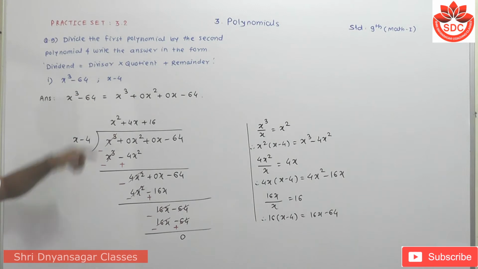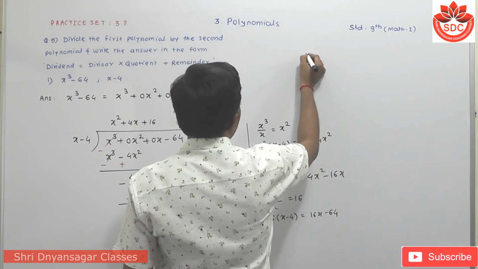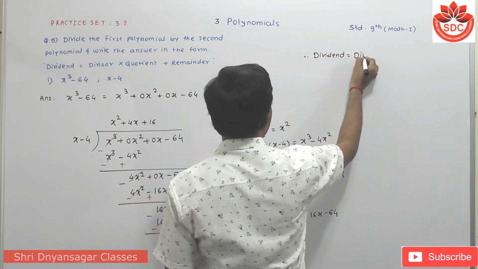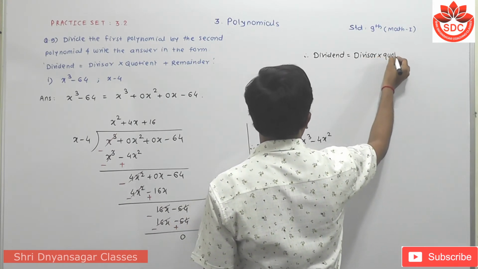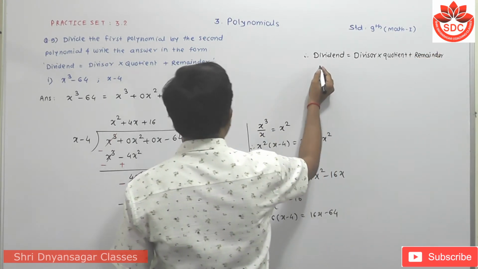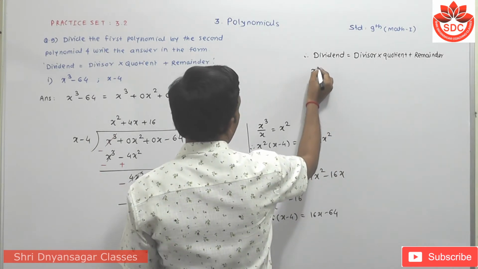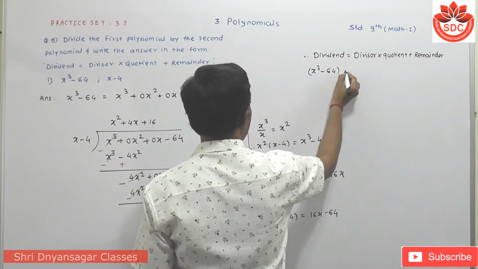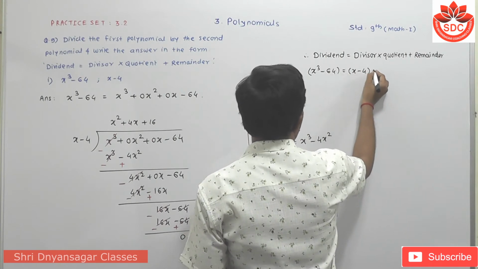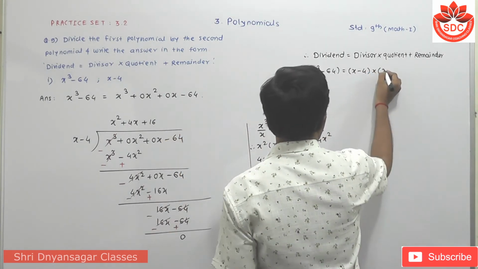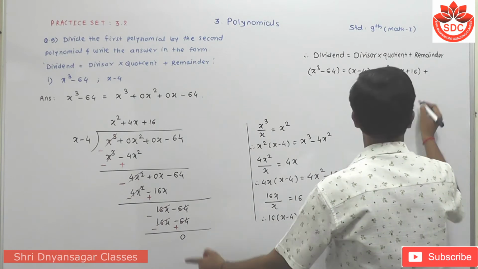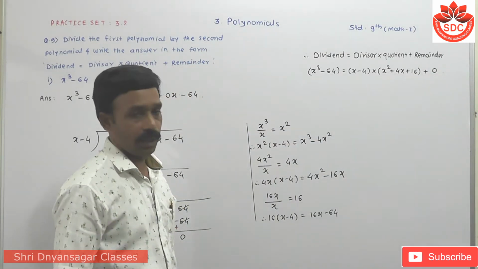So we write the answer in this form. Therefore, dividend is equal to divisor, that is x minus 4, into quotient, that is x square plus 4x plus 16, and the remainder is 0. This is the complete division of the first question.